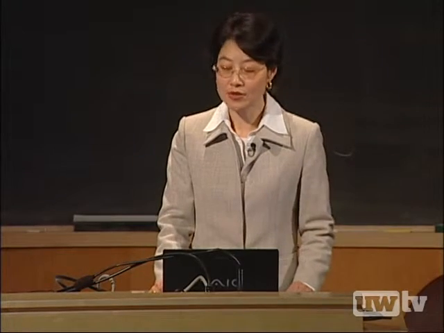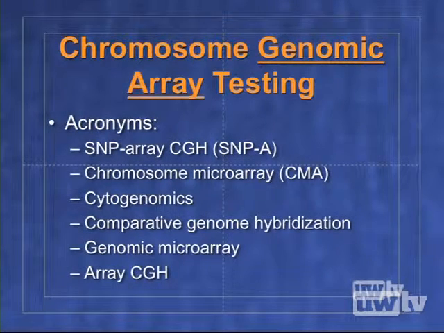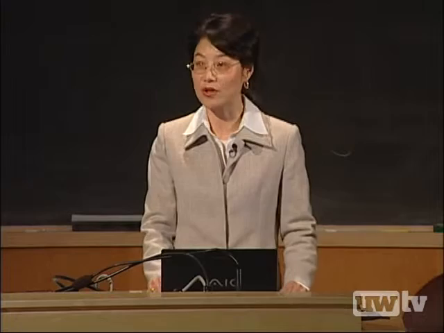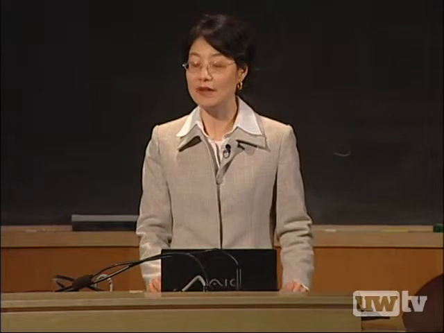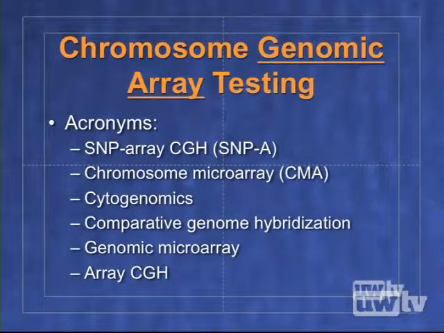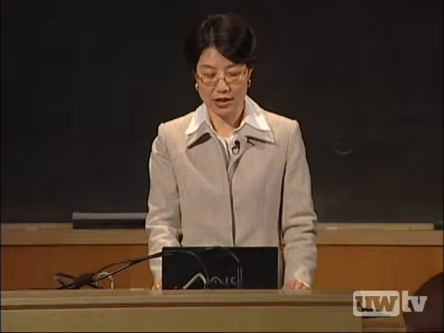So we use this term chromosome genomic array testing because the acronym CGAT encompasses the 4 building blocks of nucleic acid. But you must have heard a lot of other acronyms like the SNP array, CGH or array CGH, and here I think people refer to it as cytogenomics as well. Regardless, they are very similar in nature.